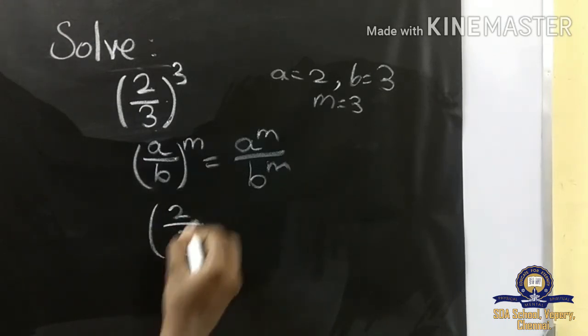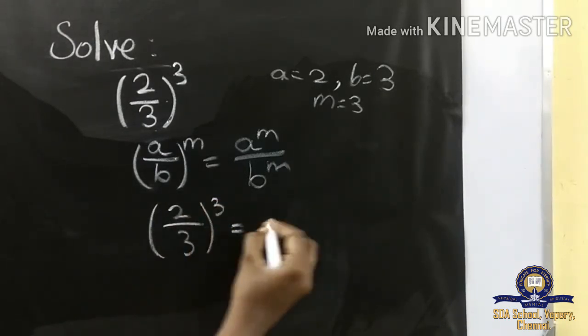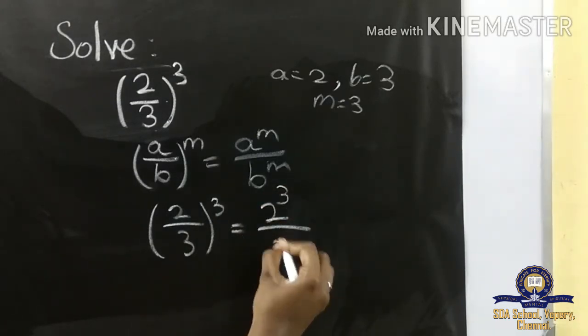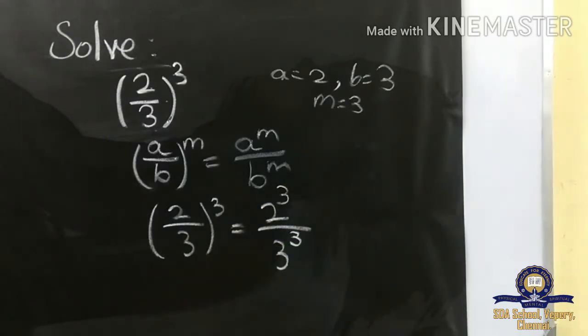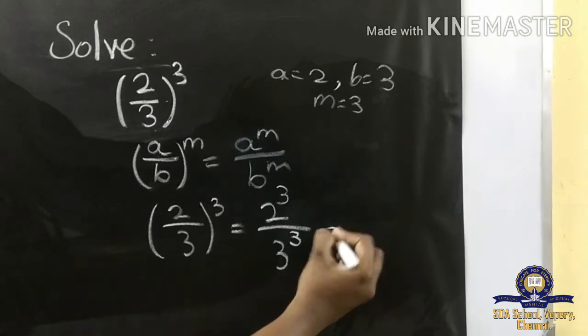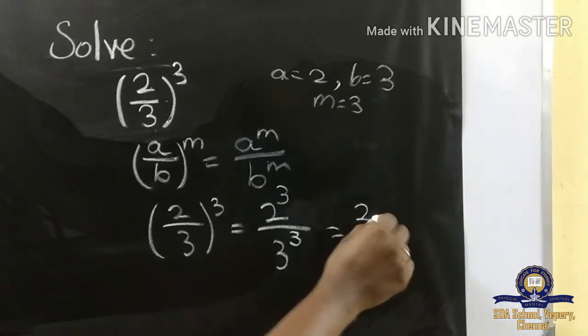2 by 3 the whole power 3: a value is 2, m value is 3, and b value is 3. Here we are going to expand this form. If we expand this, it will be like this.